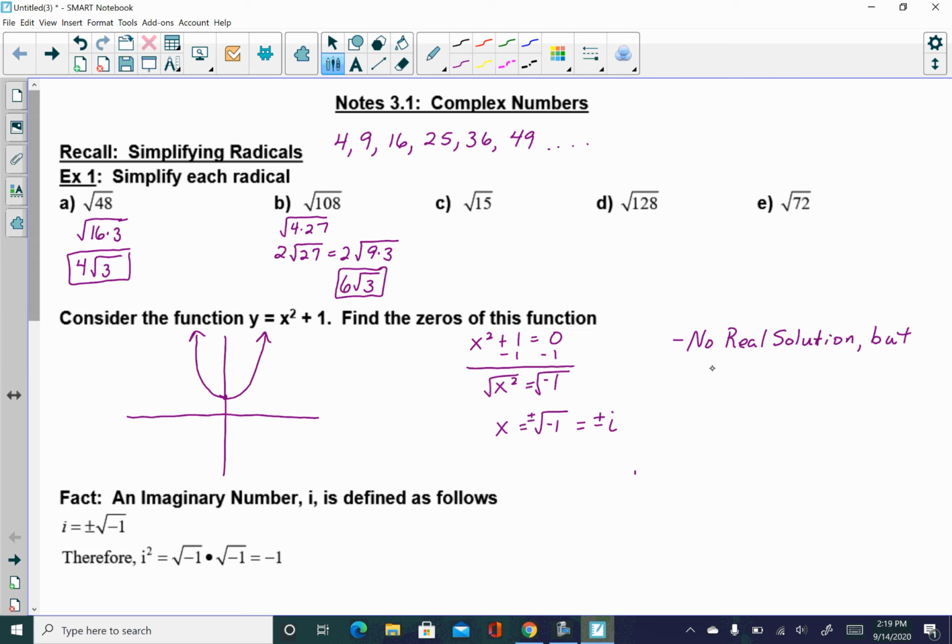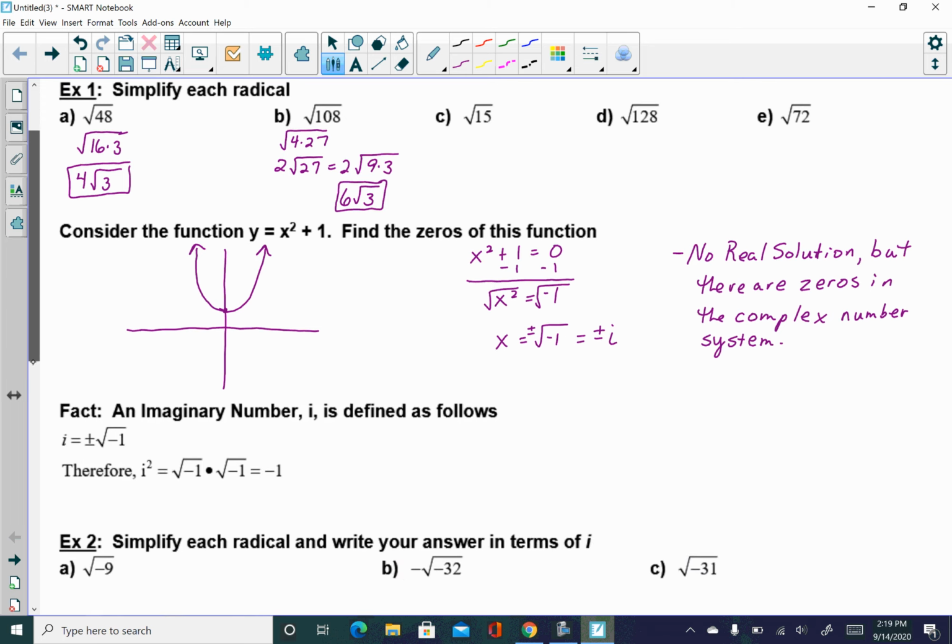But there are zeros in the complex number system. And that's where, like I said, that video kind of talks you through what the complex number system is. It also gives you where it's used in terms of physics, engineering, radio waves, and so on.